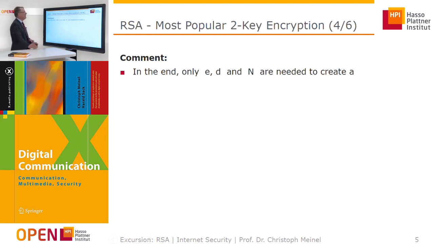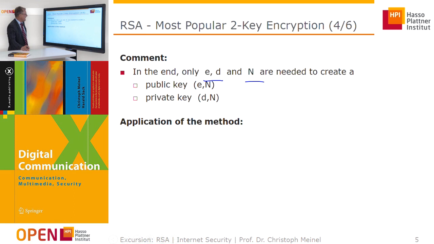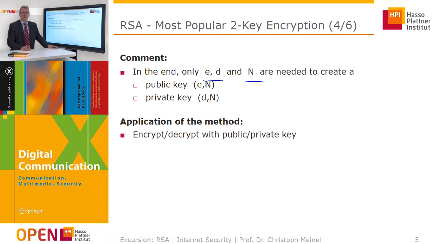What we need at the end are only these three numbers, e, d and n. So the public key is e and n, the private key is d and n. And now we can apply our RSA method to a message. So let's consider the encryption and the decryption with the public key or with the private key. So it's encrypt with the public, decrypt with the private key.